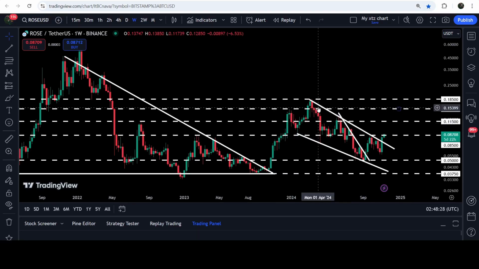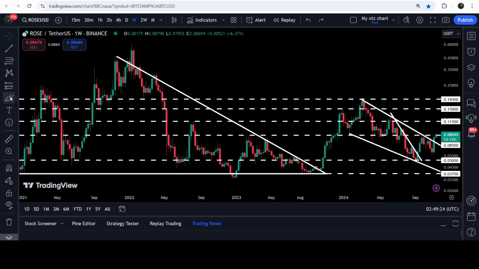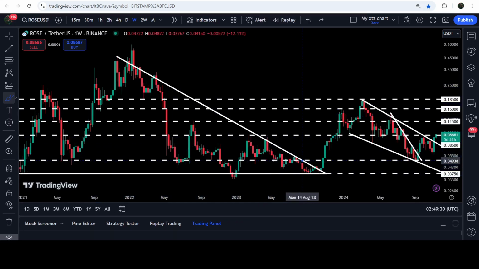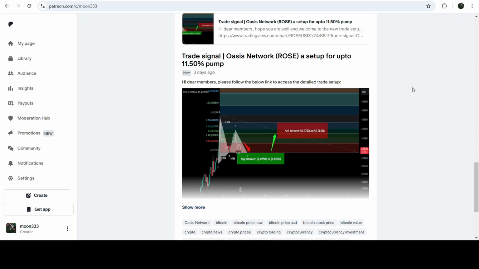By the way, before that, while moving inside this wedge, the price was also facing another downtrend or resistance. And as soon as it broke it out, it reached the resistance of the wedge. And after a few rejections, finally, we have broken out the resistance of this wedge. And in today's video, we will analyze this move. And I would also like to show you a very massive breakout from this big and long-term descending triangle as well. And I would also like to share with you my most recent trade signal for Oasis that I shared almost 3 days ago with my members.